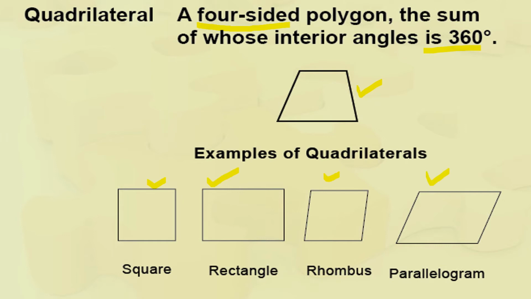Then you may ask, ma'am, you said a quadrilateral is a four-sided polygon, so why are we calling it a square, rectangle, rhombus, parallelogram? So it is called by a specific name. Why do we call it a square? Because all four sides are equal. But it is a four-sided polygon, so it is called a quadrilateral. It is a common name. Any figure that is a four-sided polygon is called a quadrilateral.